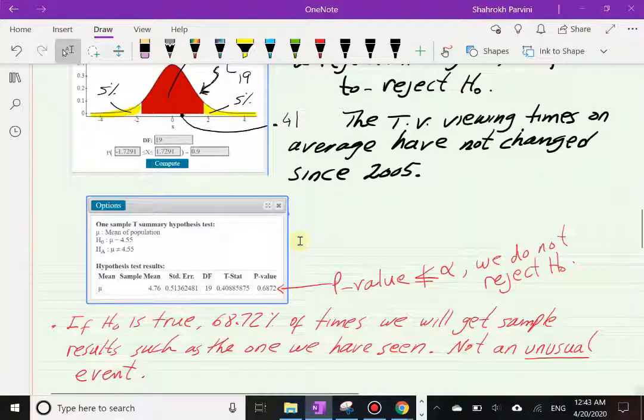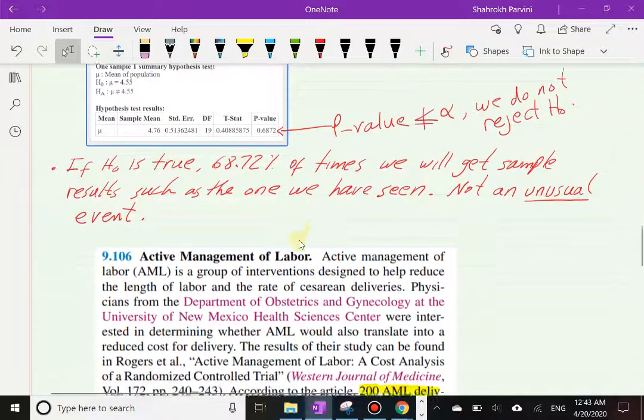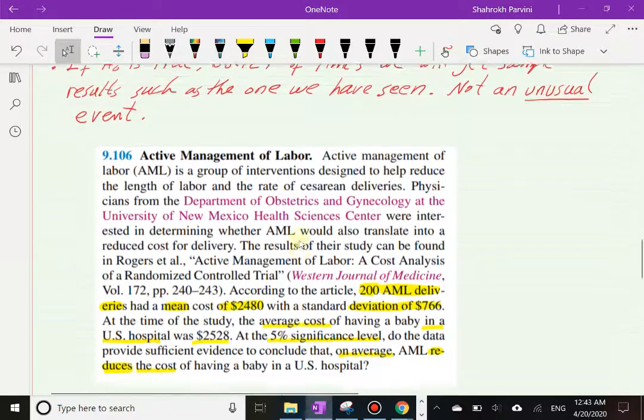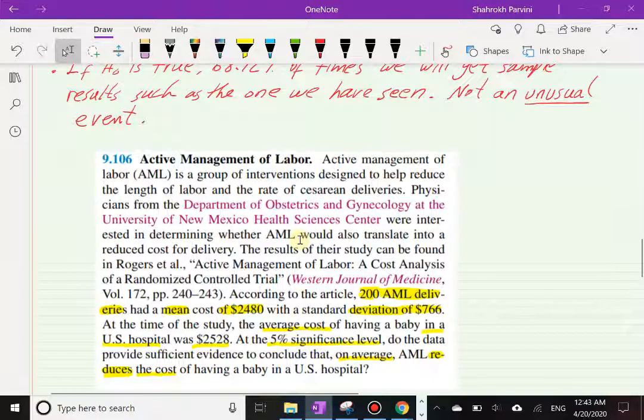Okay, we're done with this one. Let's take a look at another exercise. This one is exercise number 106. And in exercise number 106, this one has to do with the active management of labor. So you can read about this. It gives you an introduction to what this is about.